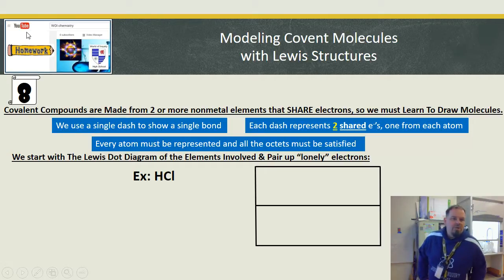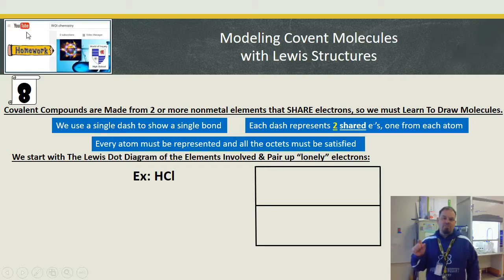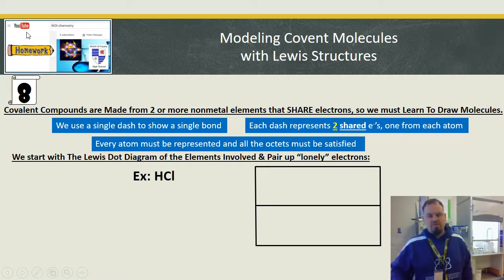All right, so you need to know that a single dashed line shows a bond, and that each bond has one electron from each atom. So each bond counts as 2 electrons. We'll use that when we count. And then every atom must be written, and all the octets for all the atoms must be full, except for somebody like hydrogen in this first example, who only needs a duet.